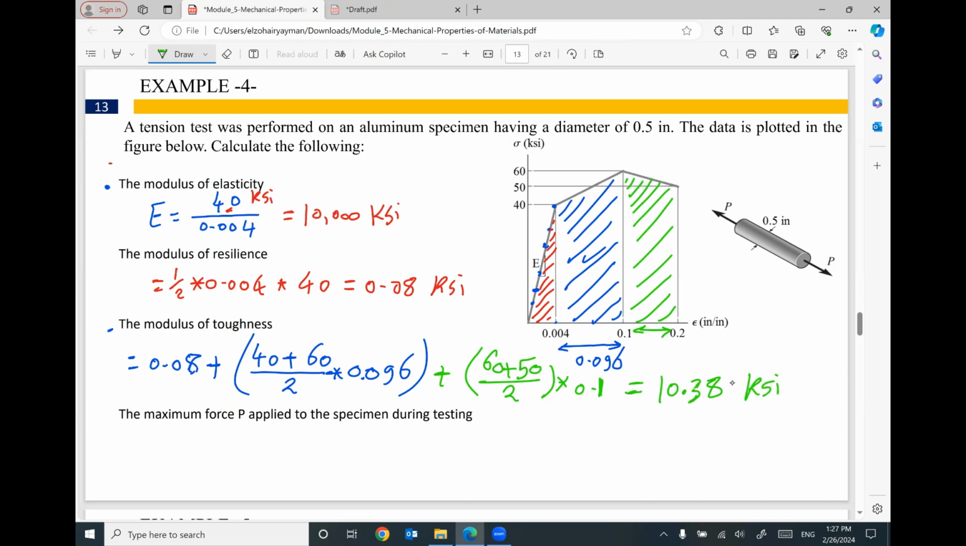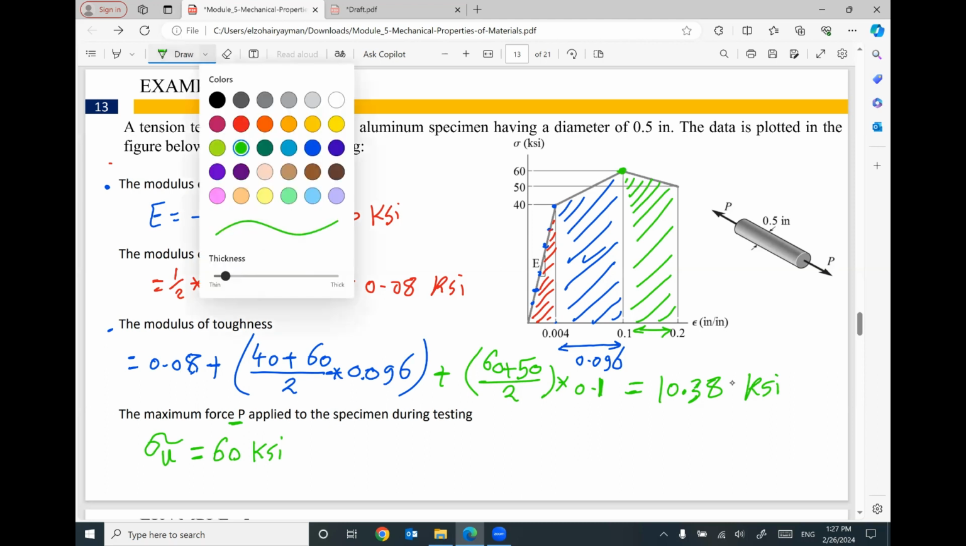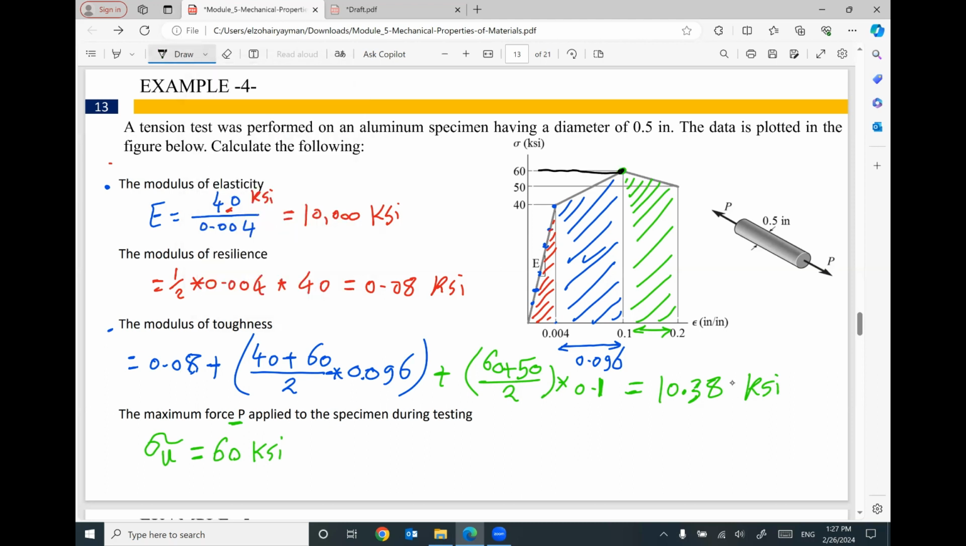Does that make sense? What is the maximum force applied to the specimen during the testing? Keep in mind the ultimate stress. The maximum stress we reached was 60 KSI. This is the highest level of stress we reached. Sigma ultimate equals 60 KSI.